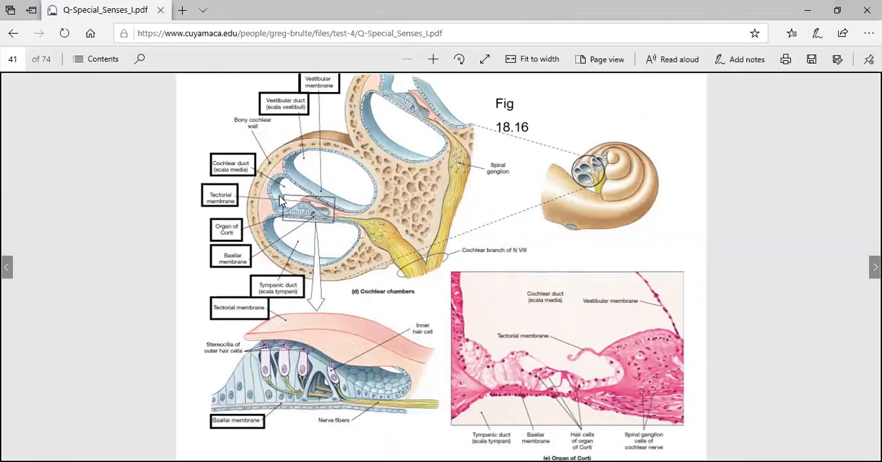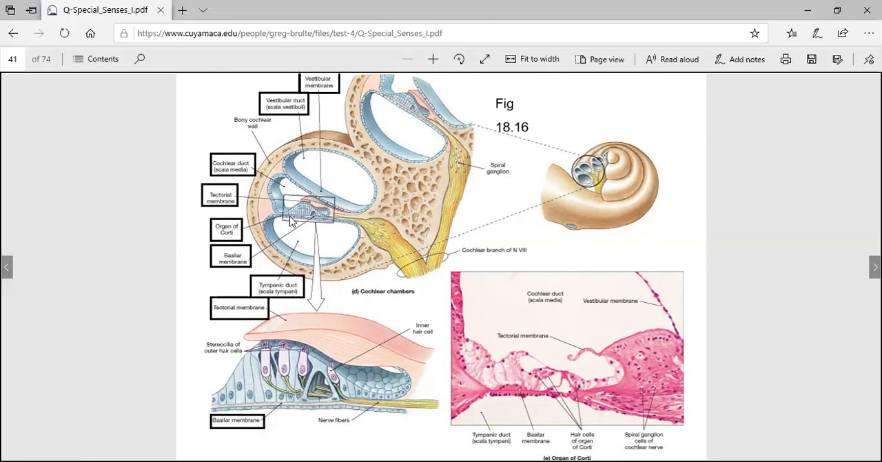What's the space? What's that duct? Vestibular duct, cochlear duct, tympanic duct. Don't pay attention to the names in parentheses. They used those years and years ago: scala vestibuli, scala media, scala tympani. They don't use that anymore. They go vestibular duct, cochlear duct, tympanic duct. Now, we've got a membrane up here, so that would be the vestibular membrane.